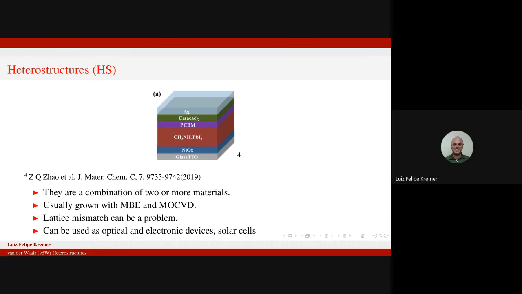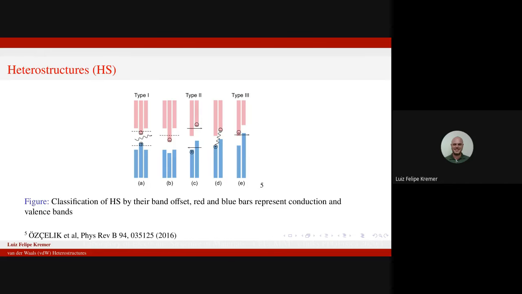They can be used normally as electronic devices, solar cells also. They can also be characterized by their band offset. We normally have three types of heterostructures. The first type can be used in laser applications. Type 2 can be used in solar cells. And type 3 can be used as tunneling field effect transistors.